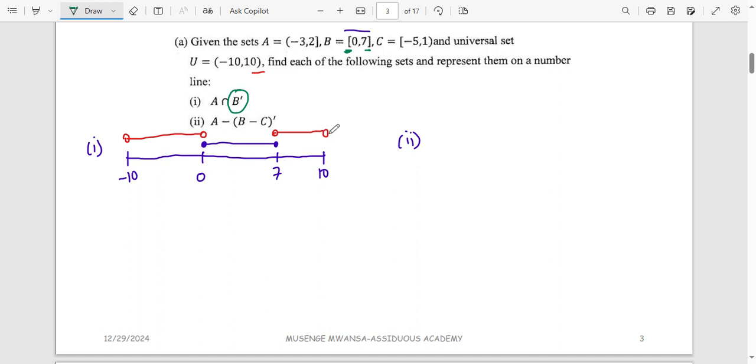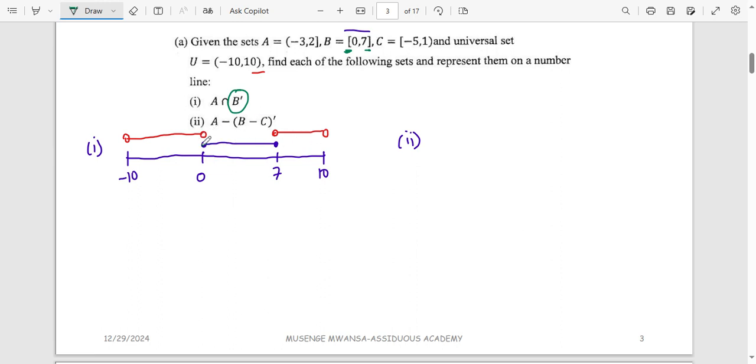If we are talking about a complement of a set, we are talking about what is outside the set. Since 0 is part of the set B, it can't be outside B. That's why I'm putting an open circle there. In other words, when you're dealing with complement, if I shaded the set, for the complement I'll not shade. If the set was not shaded, for the complement I'm going to shade it. Okay, simple like that.